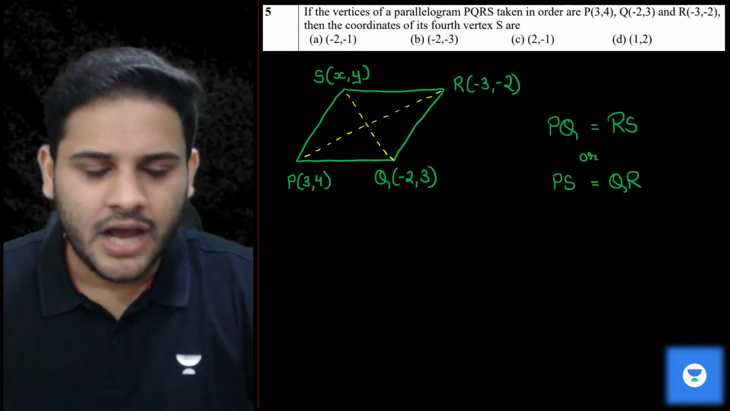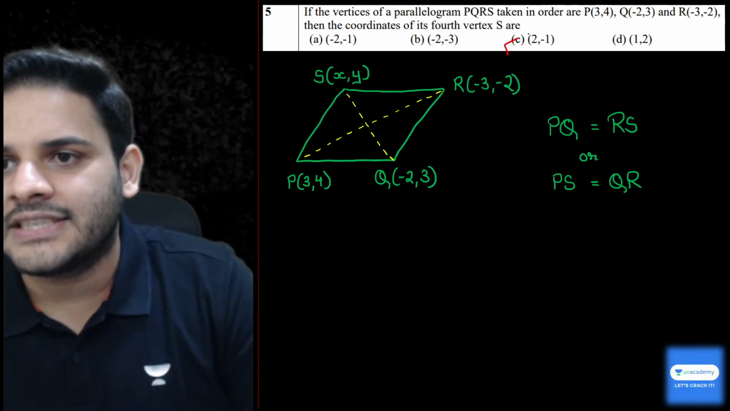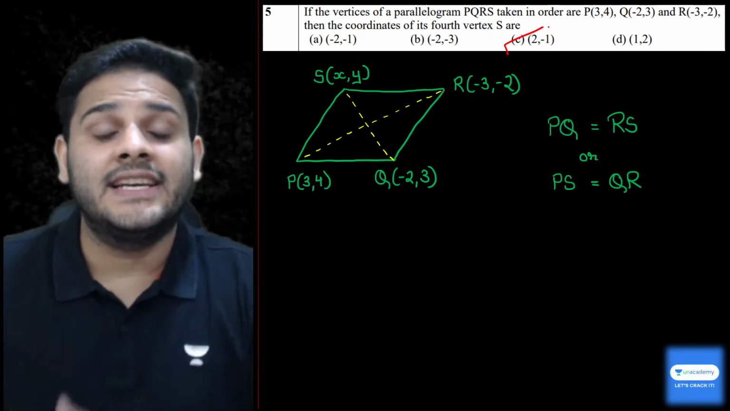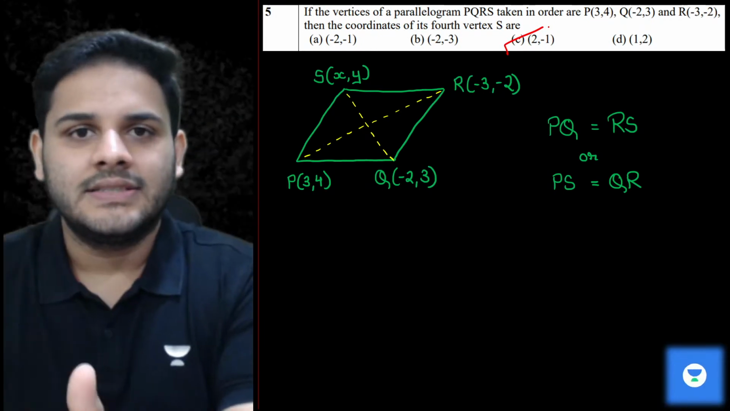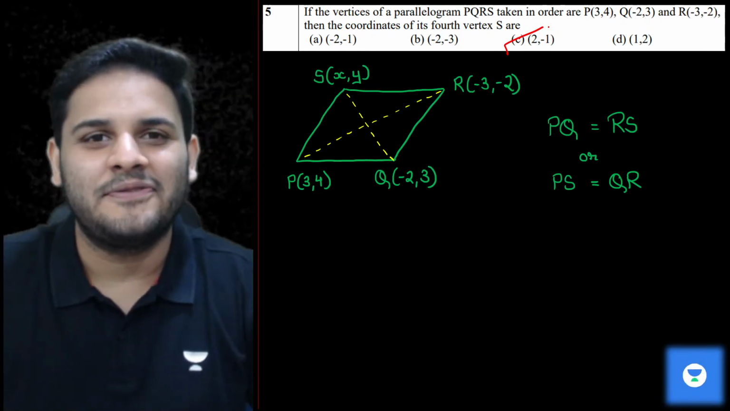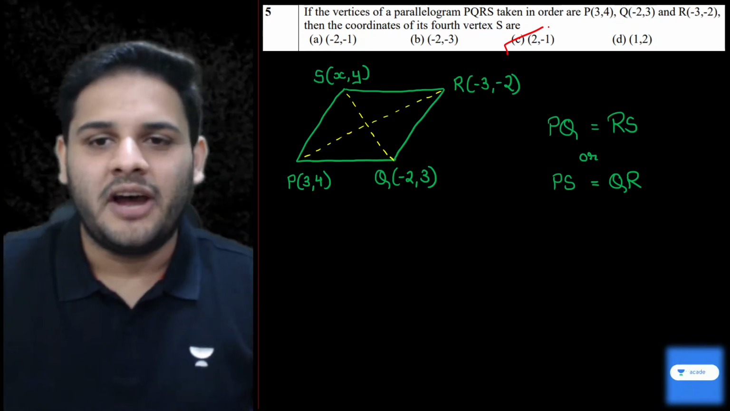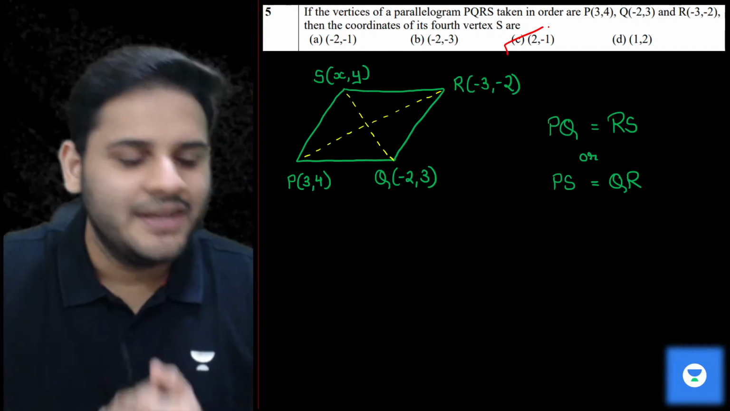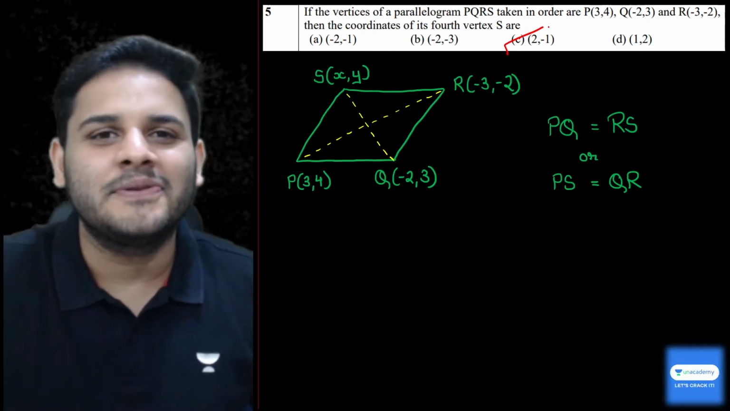Okay, so now you just keep on solving. The correct answer will be option C, that is 2, minus 1. Just keep on solving it, you will get your answers. What you have to do is just use the distance formula here. Now it can be for anything, PQ is equal to RS, or it can be PS is equal to QR as well. We move on to the next one.